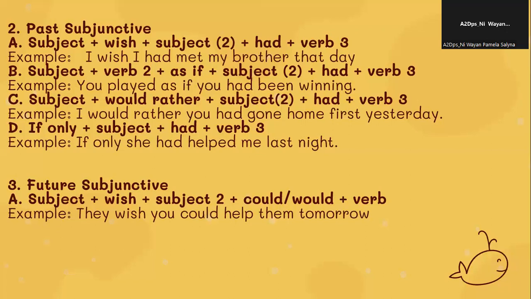And the last is future subjunctive. Future subjunctive is express hope for the future. That is the supposition for still possible. The pattern is subject plus wish plus second subject plus could or would plus verb. For the example is they wish you could have helped them tomorrow.